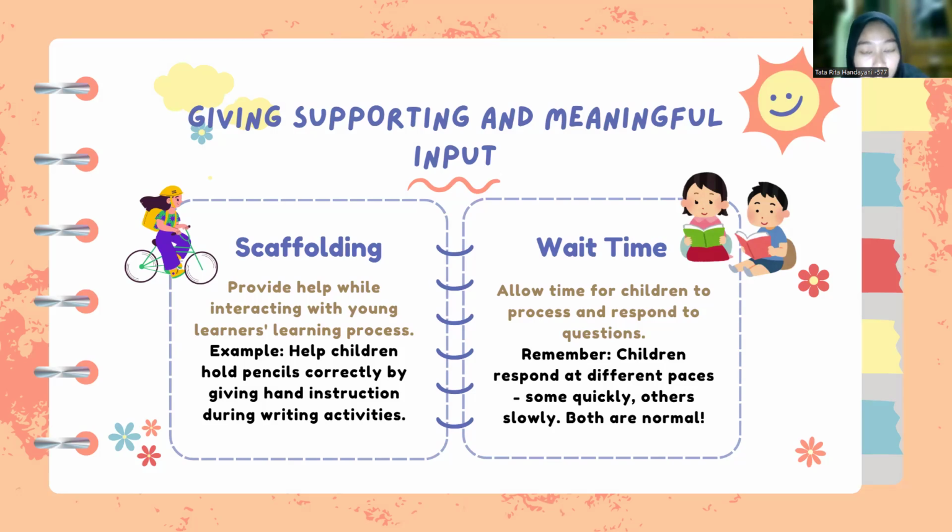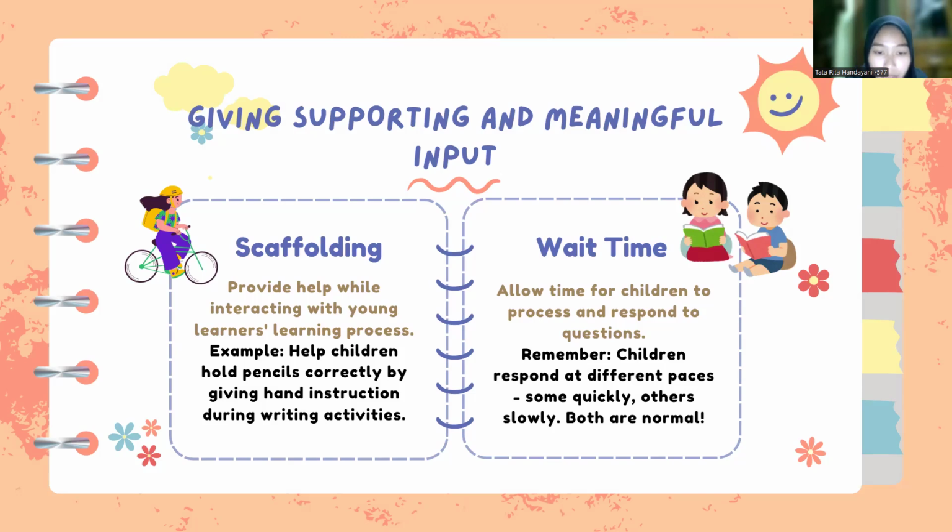Here's a practical example. When a child struggles to hold a pencil correctly while writing, don't just tell them to hold it properly. Instead, gently guide their fingers. Show them the correct grip, maybe even do hand-over-hand guidance. This physical scaffolding helps them internalize the correct technique. Scaffolding can be verbal too. If a child cannot answer a complex question, break it into smaller parts, like what color is this? Then what shape is it? Then where do you think we might find this?